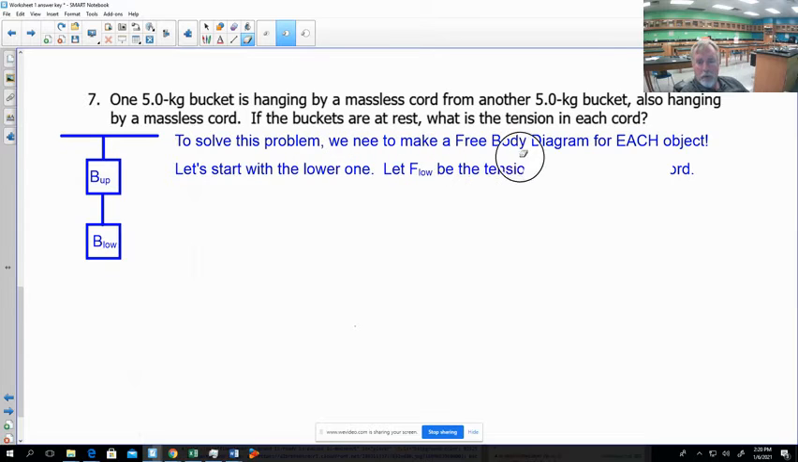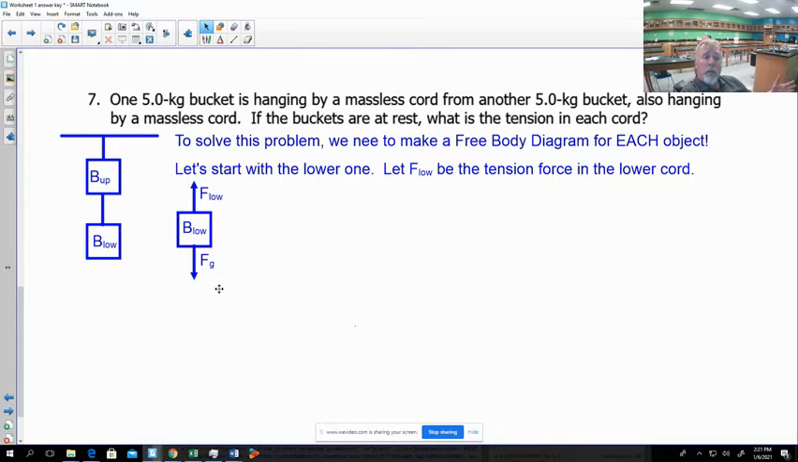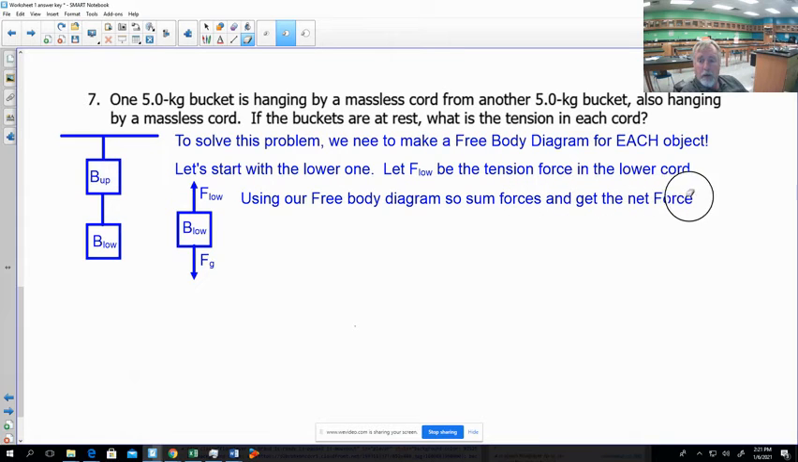Let's start with the lower one, because it's not quite as complicated and we can have all the numbers. Let's call F low the tension force on the lower cord. We put our lower bucket, the force from the lower string, and the force from gravity down here as well. The difficulty on this problem is that we're doing two steps. So once again, we start with our free body diagram and sum up our forces to get our net force.